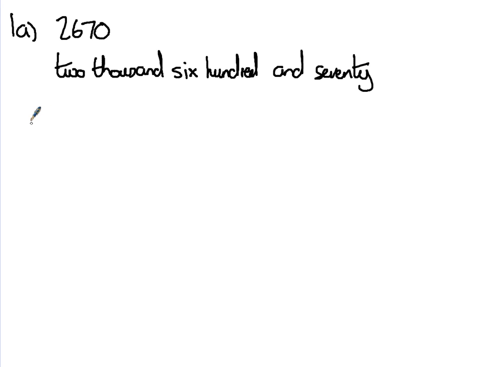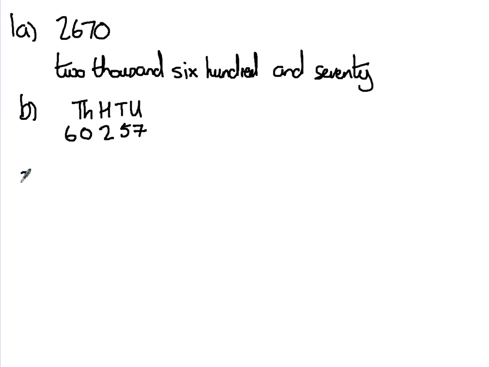Question 2, write down 60,257 in figures. If it helps you, put your thousands, hundreds, tens, and units in. So we've got 60,000, so we've got a 6 and a 0 here. Then we've got 200, and then 57. So 57 in there, and there's our answer.